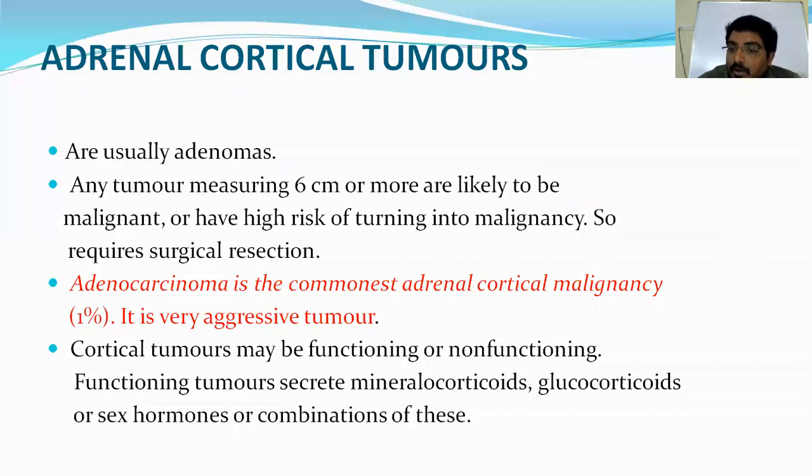It is of two types: functioning or non-functioning. Functioning, what will it release? Mineralocorticoids, glucocorticoids, and sex hormones. Adenocarcinoma is the most common, and if it is 6 centimeters or more, it is likely malignant or highly likely to turn into a malignancy.